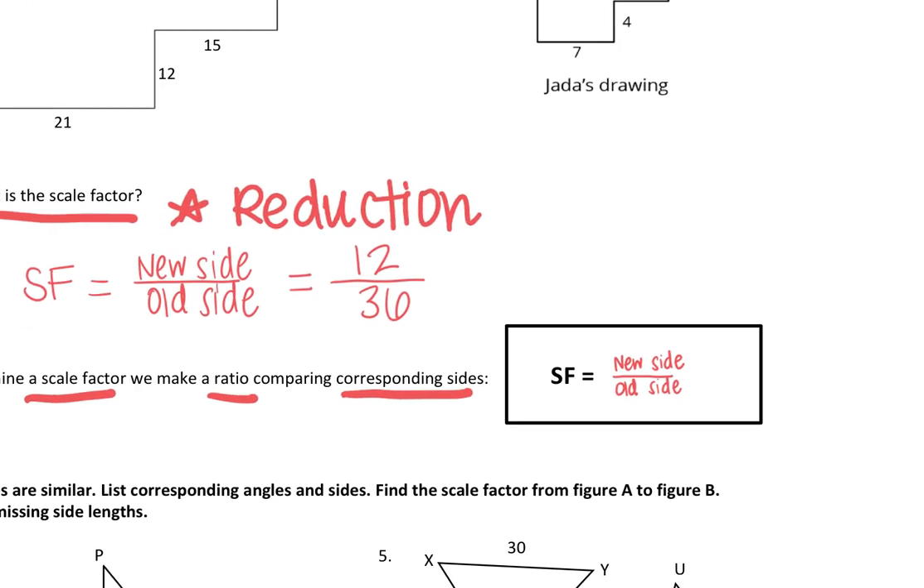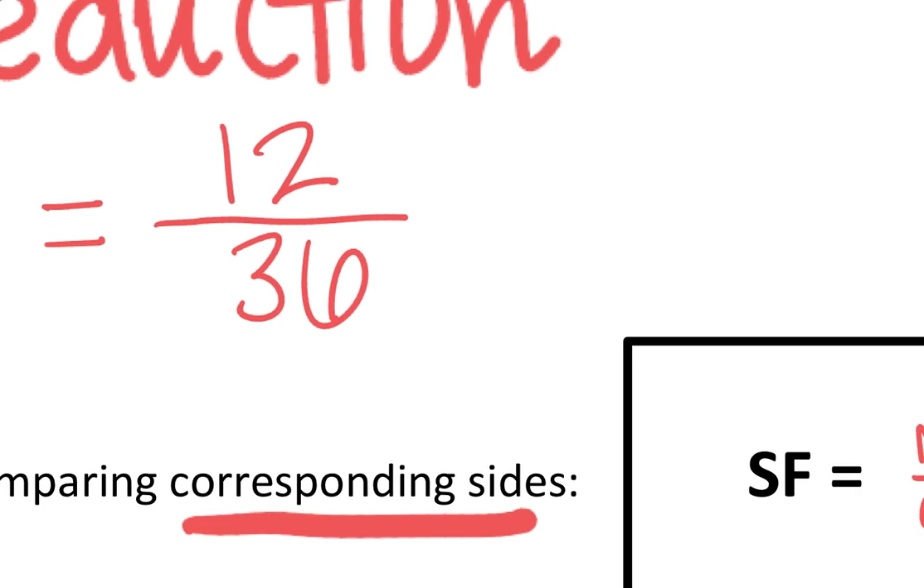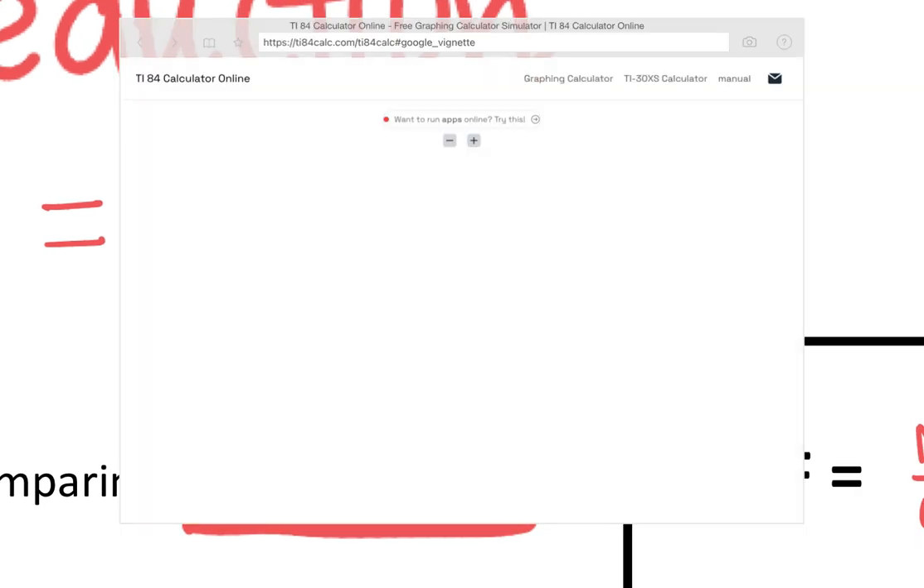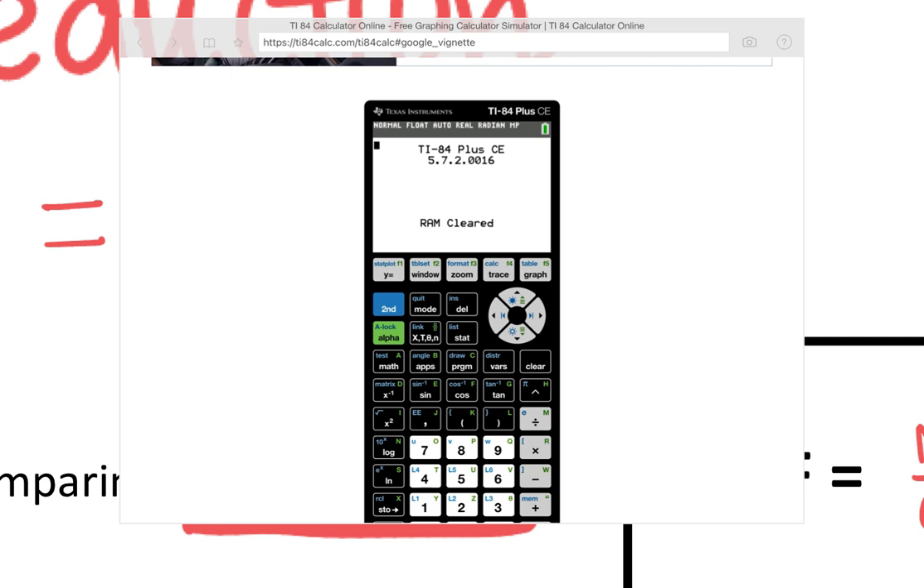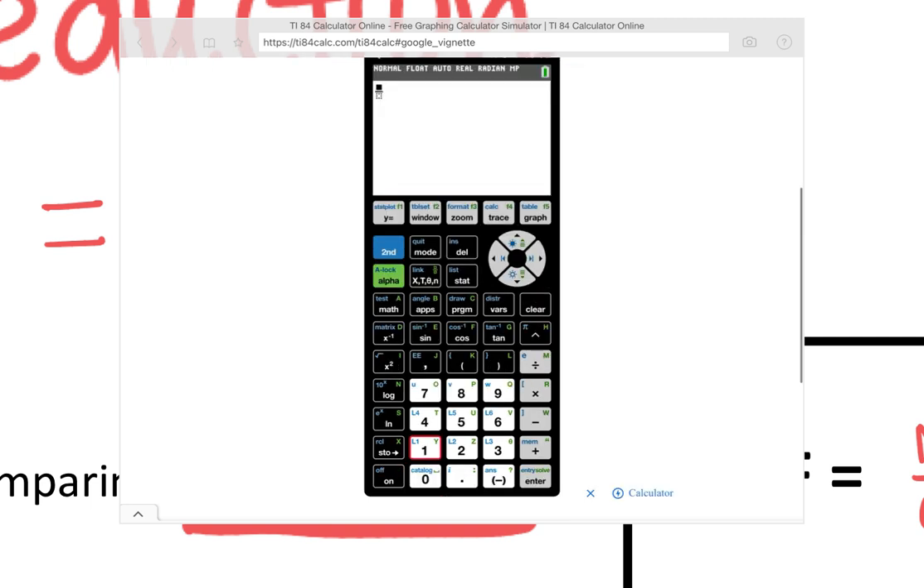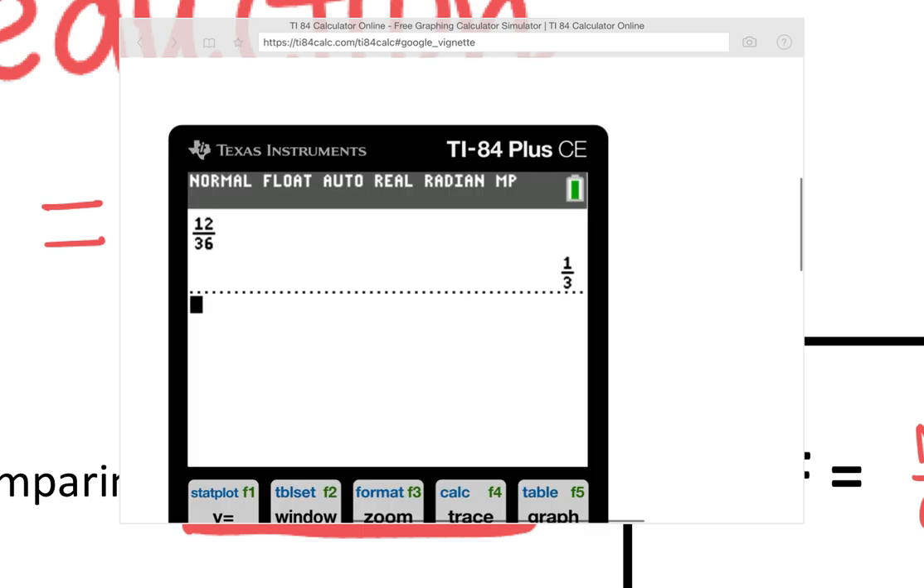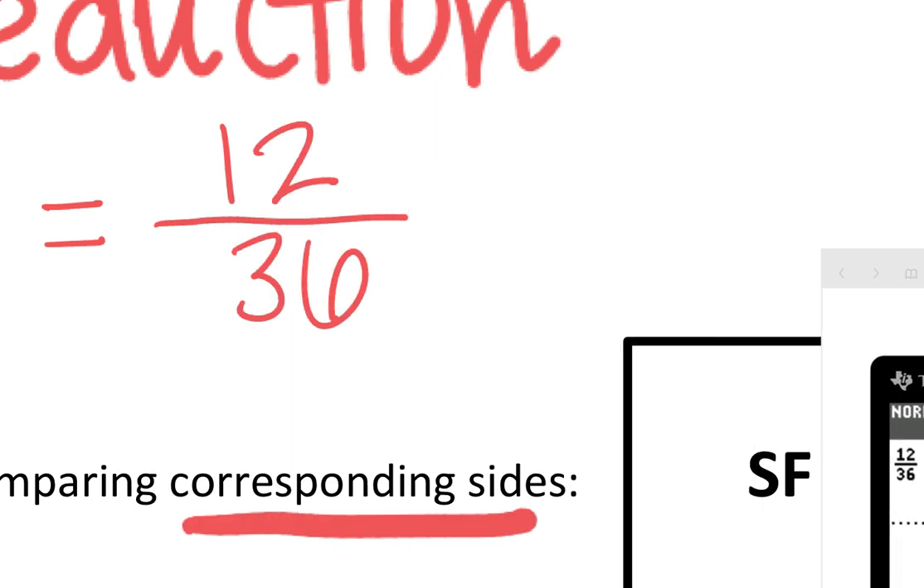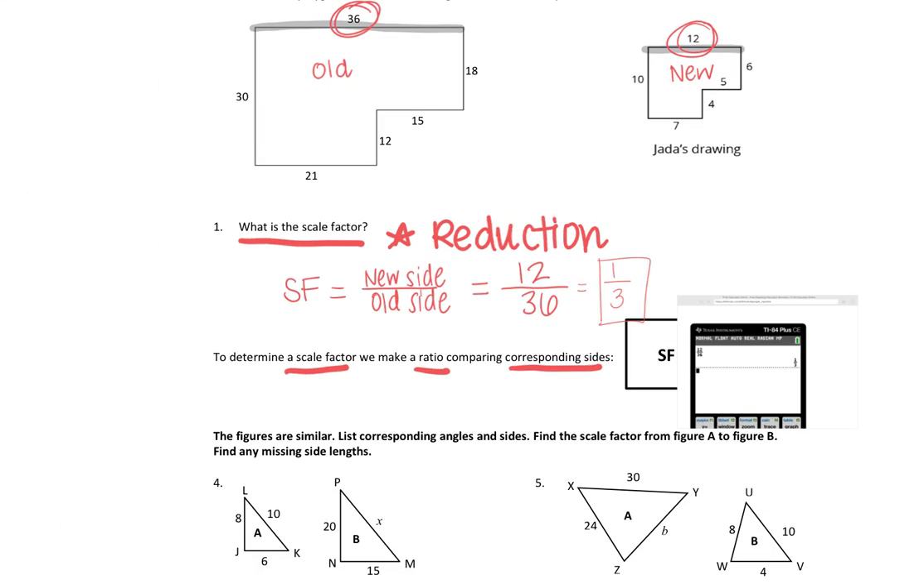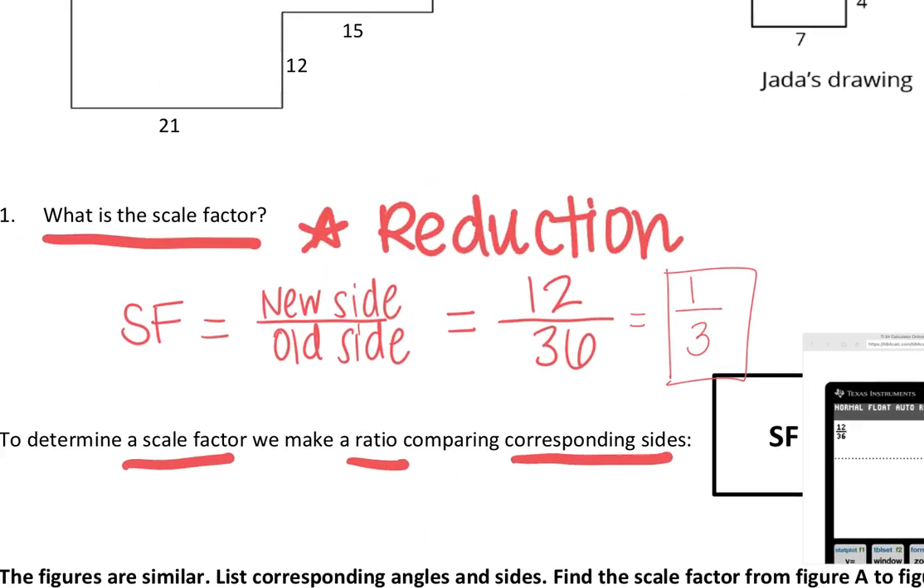Okay, so I have this fraction 12 over 36 right now. I'm going to get my calculator going, and I'm going to do alpha y equals 1. Get my fraction going there, and do 12 over 36. And I get 1 over 3. So that is my answer, 1 over 3. I want the most reduced fraction for my scale factor. So SF, my scale factor, equals 1/3.